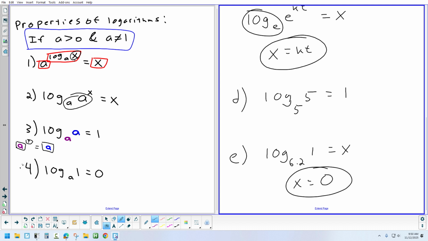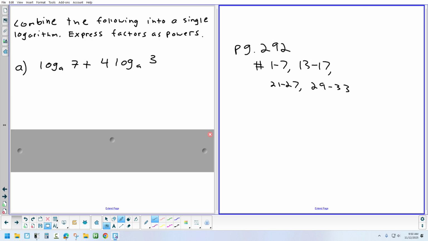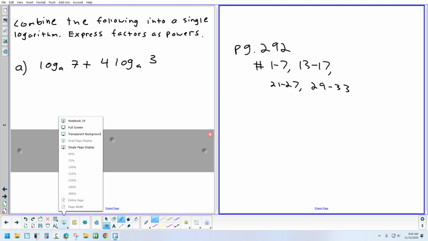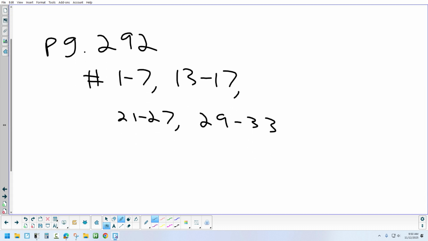I went a little bit slower through part 1 because I knew we were skipping 5.5. So the properties to combine and separate logs, that's the last thing in part 1. We're going to finish that tomorrow, and then we'll do some examples with it. And then we'll do part 2. So some of that I need to adjust.